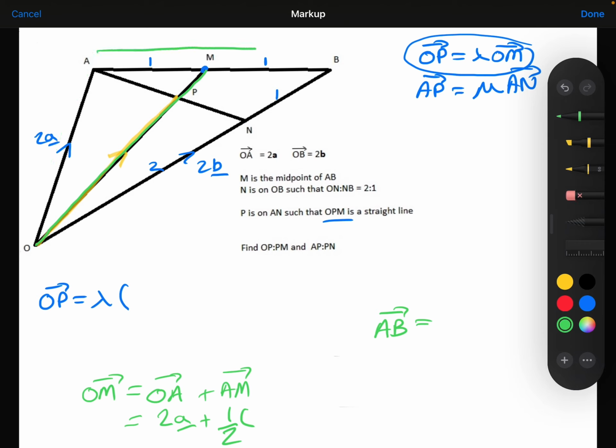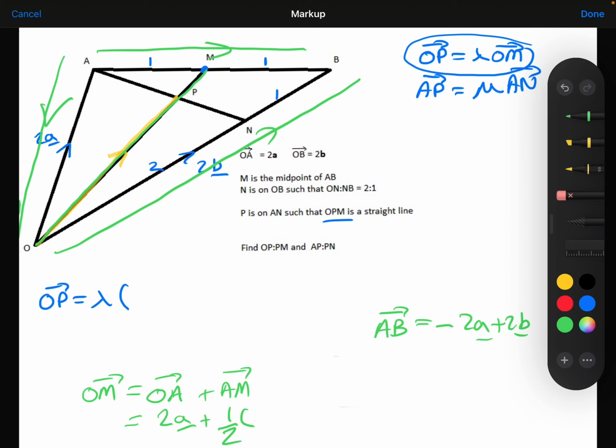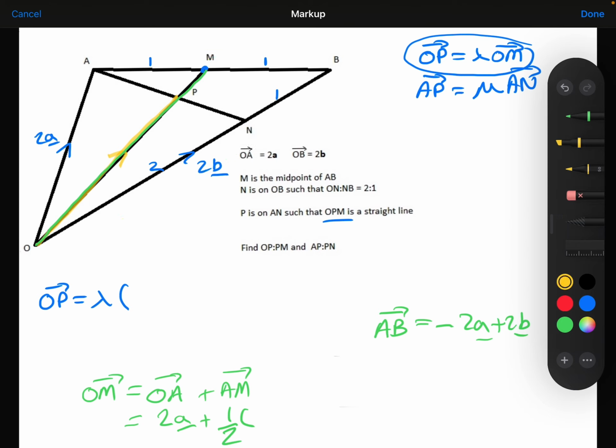A to B is going to be the same as A to O, which is minus 2a, plus O to B, which is 2b. So now I know what A to B is, I can put that down, I can work out half of it, which will be my A to M.